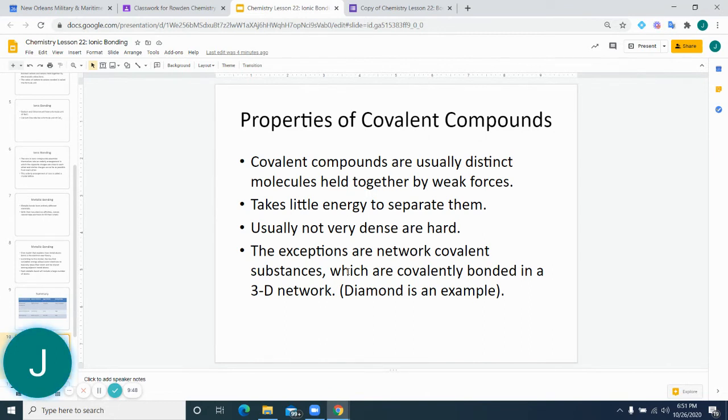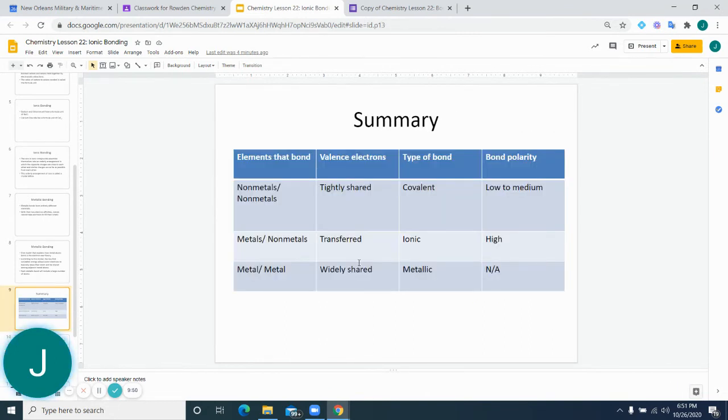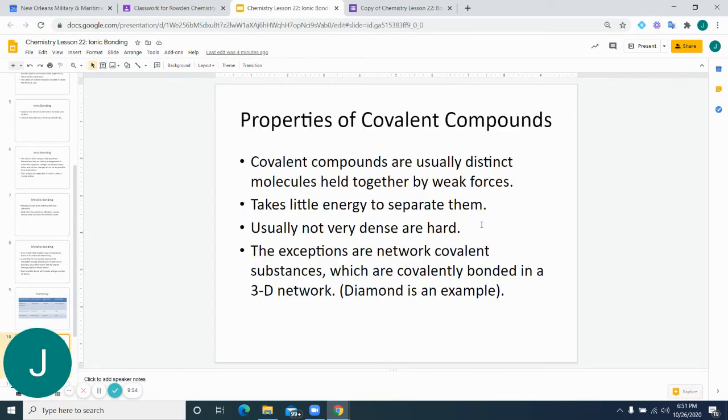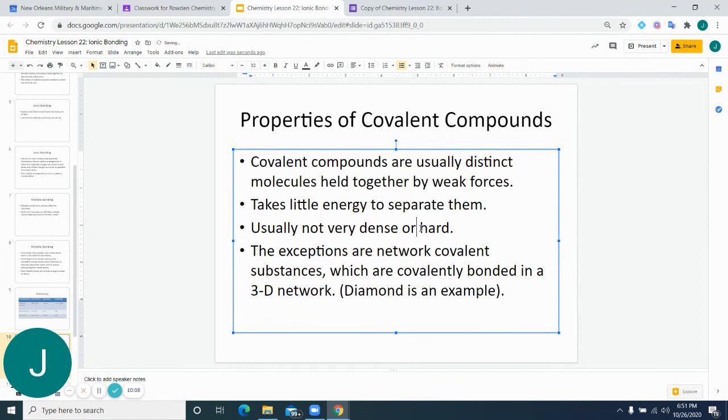With covalent compounds, because look right here, covalent does not have very much polarity. And remember, bond polarity makes bonds stronger. So what happens is you're going to have weak forces holding the molecules together. So it doesn't take very much energy to separate them. And so what will happen is they're not very dense or hard. The exception to this would be when you have a network covalent substance, which is when covalent bonds make a 3D network, and that's what you get when you have diamonds.